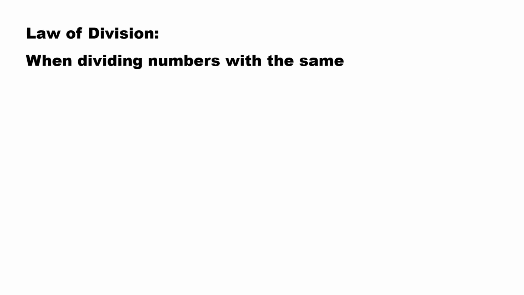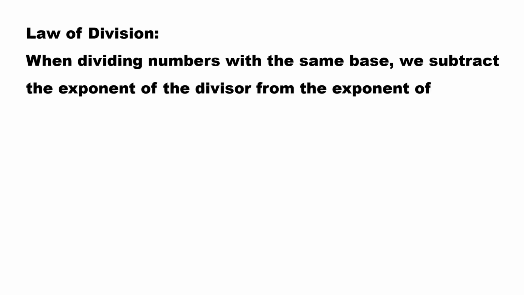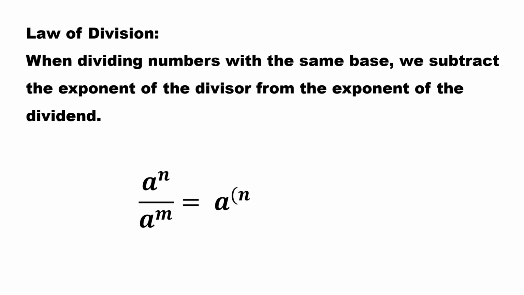2. Law of division. When dividing numbers with the same base, we subtract the exponent of the divisor from the exponent of the dividend. It is written as a^n divided by a^m, which is equal to a^(n-m).